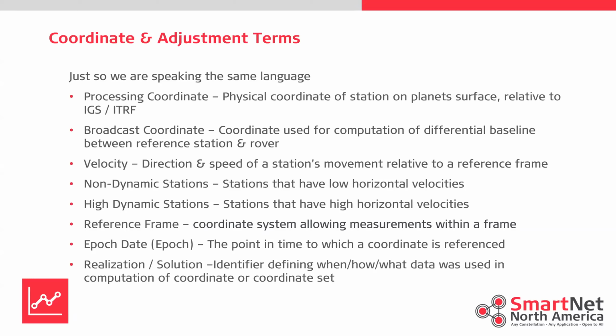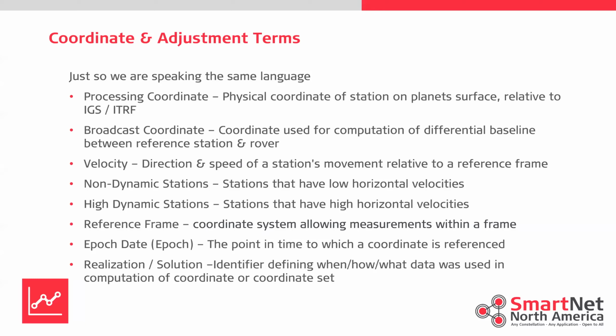Non-dynamic stations are the stations that have low horizontal velocities. High dynamic stations have high horizontal velocities, and this is relative to one another. So for example, in Nebraska, all the stations have low velocities relative to one another. In California, stations have high velocities relative to one another because they actually sit across two different plate boundaries. And so this makes us have to do other things to update coordinates every 6 months, as our California folks know. So this is what we're talking about with these types of stations.